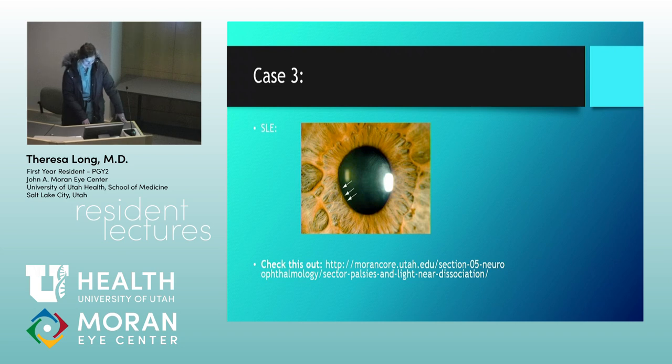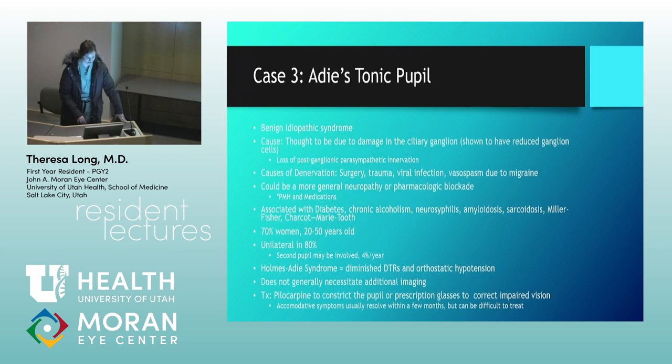So then you find a sectoral palsy on exam. And so this is an Adie's tonic pupil. This is a benign idiopathic syndrome. It's thought to be due to damage in the ciliary ganglion. In histologic studies, they're shown to have reduced ganglion cells, and you lose this postganglionic parasympathetic innervation. The causes can be pretty broad, but in addition to being idiopathic: surgery, trauma, viral infection, or vasospasm due to migraine, and it can also be associated with a more general neuropathy or pharmacologic blockade.